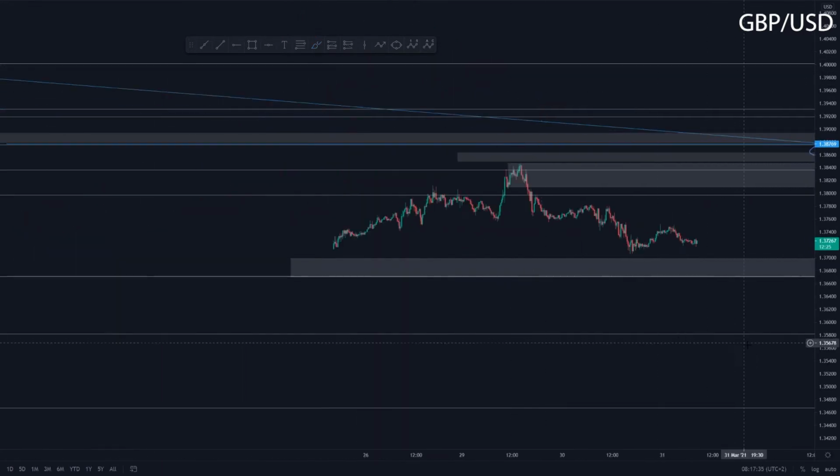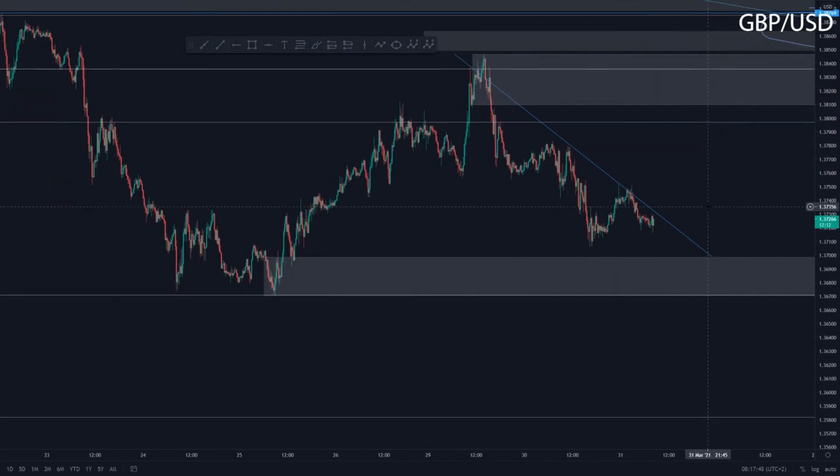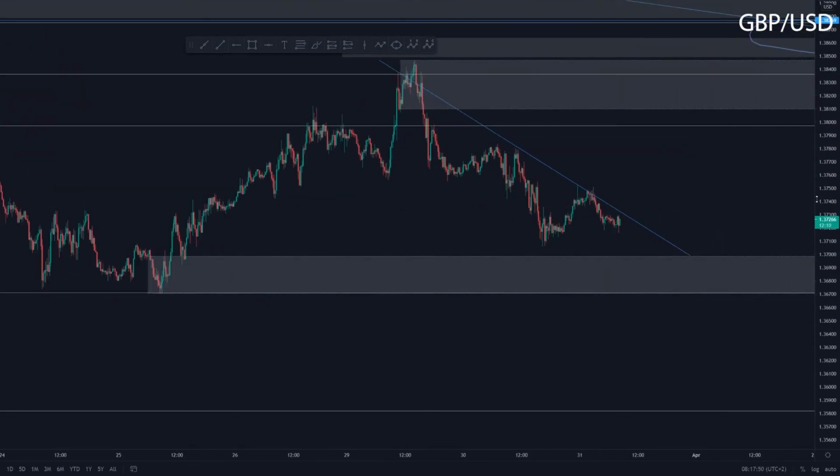Well, if we then go back down to the lower time frame, what we can see is that if we draw in our structure line, it's not really that easy to draw in the structure line over here. However, this would be it. So this is our structure line. As we can see, we're moving in a descending manner.